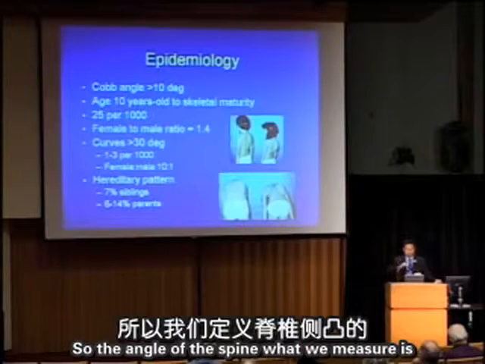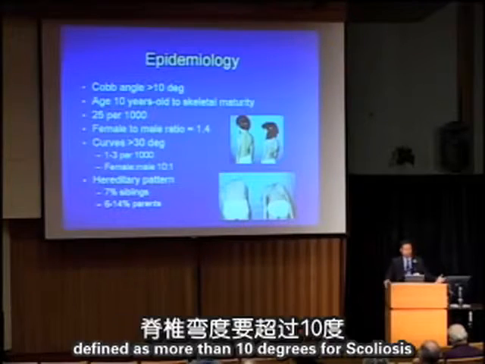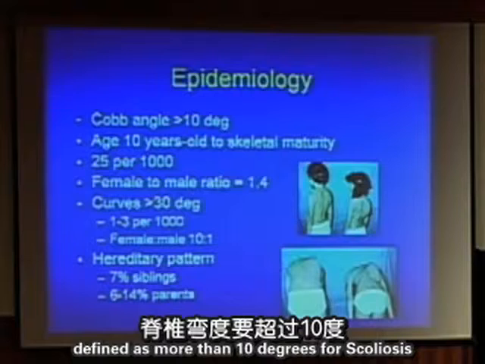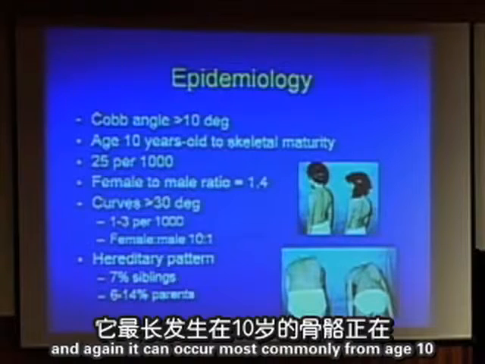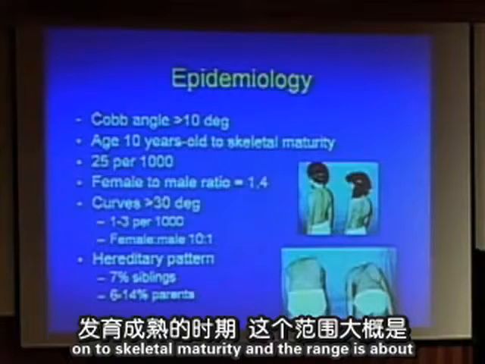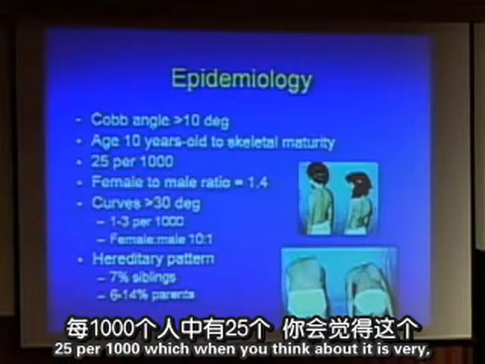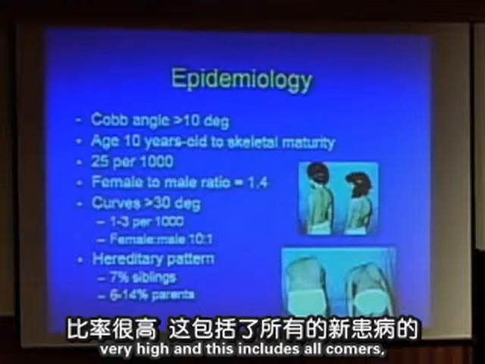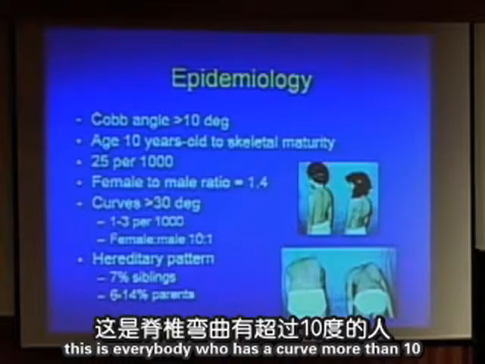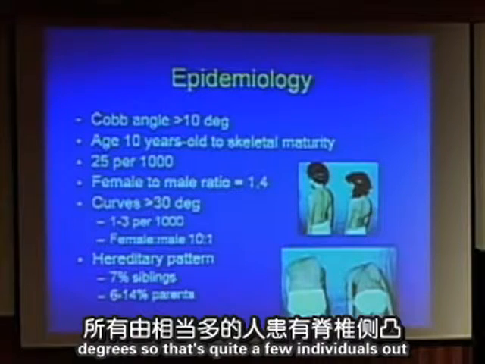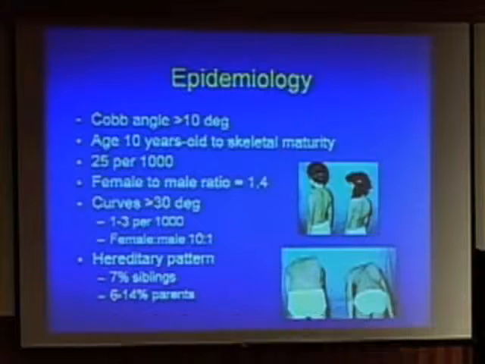So the angle of the spine, what we measure, is defined as more than 10 degrees for scoliosis. And again, it can occur most commonly from age 10 on to skeletal maturity. And the rate is about 25 per 1,000, which when you think about it is very, very high. And this includes all comers. This is everybody who has a curve of more than 10 degrees. So that's quite a few individuals out there who have scoliosis.